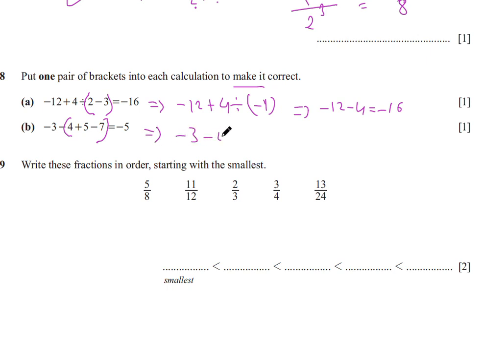this question we have to solve by trial and error and BODMAS only. So what is 4 plus 5? 9. 9 minus 7 is 2. So what do we have here? Minus 3 minus 2, which is nothing but minus 5, the one which we were looking for. So this is the correct bracket.